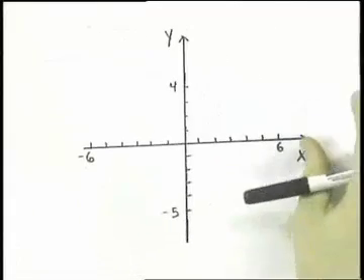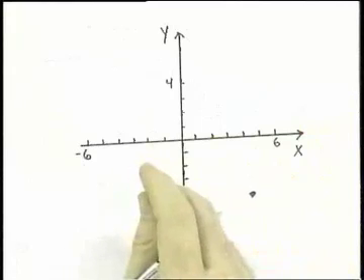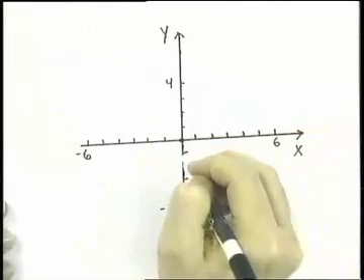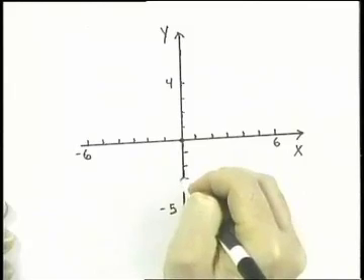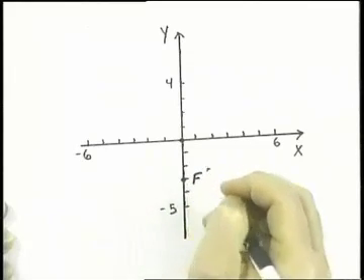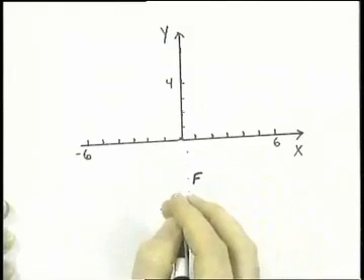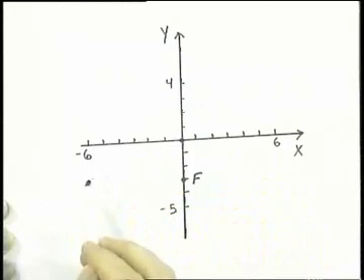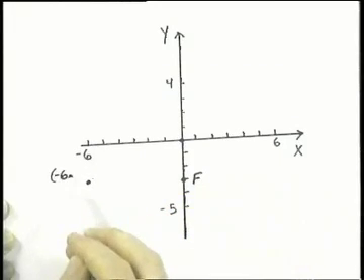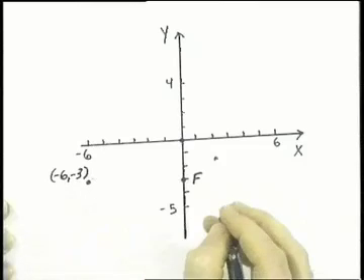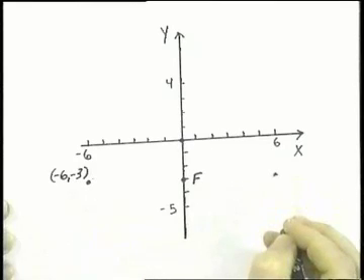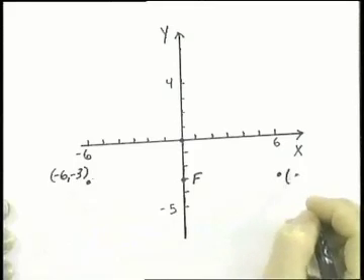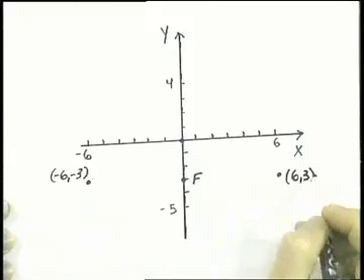So we go over to our graph and we plot these key points. I plot the origin, 0, 0. The focus is at 0 comma negative 3. Then I plot the latus rectum. I have negative 6 comma negative 3. And I also have one at 6 comma negative 3, so I plot another point there.